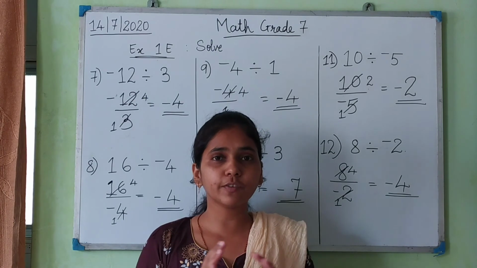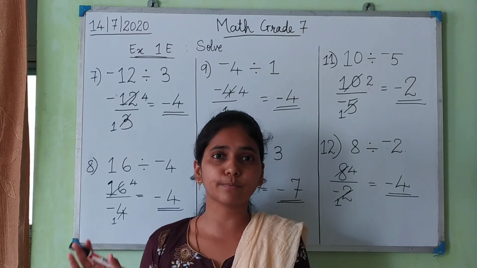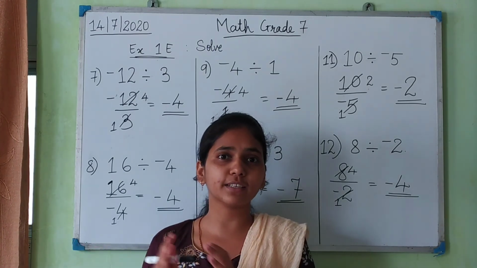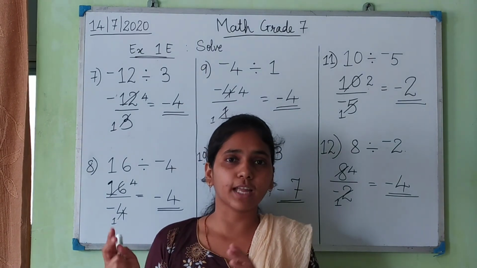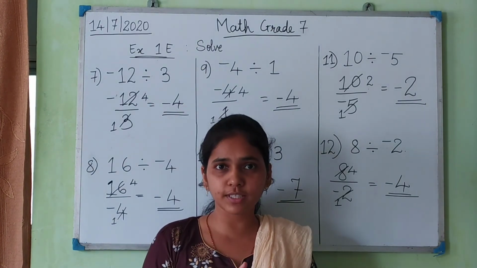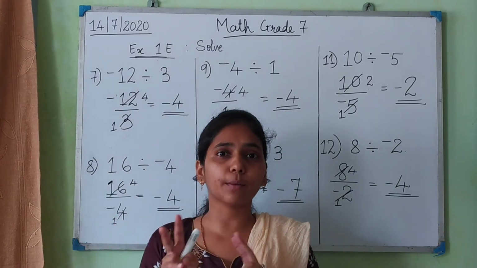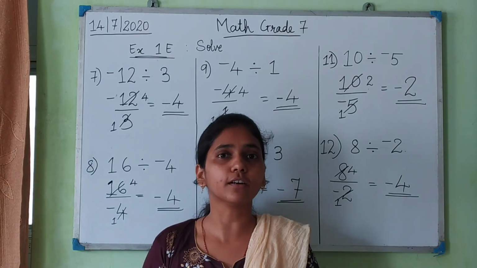But the table which is given says that minus minus is plus, meaning the final answer is positive. Then minus plus is minus, plus minus is minus. That means if two numbers have opposite signs, then the answer has a negative sign. And if two numbers have the same signs, then the final answer has a positive sign.